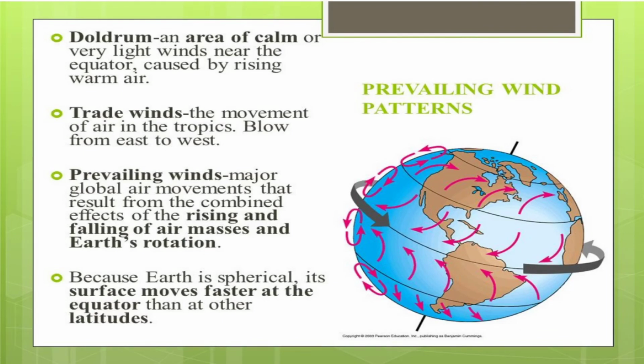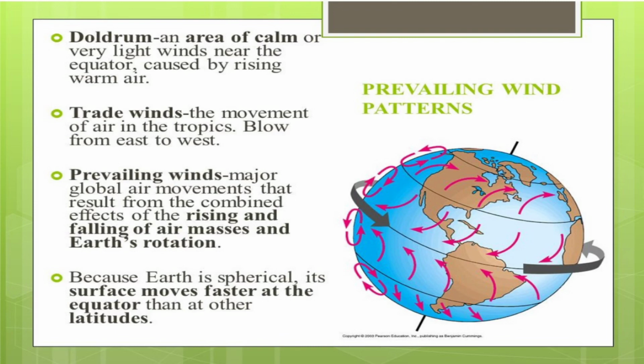In the center, on the equator, is the doldrums, an area of calm, very light winds near the equator caused by rising warm air. Second, the trade winds. These are the winds which move from one place to another. The movement of air in the tropics blows from east to west. These winds are called trade winds. Next, the prevailing winds are major global air movements that result from the combined effects of the rising and falling of air masses and the earth's rotation.